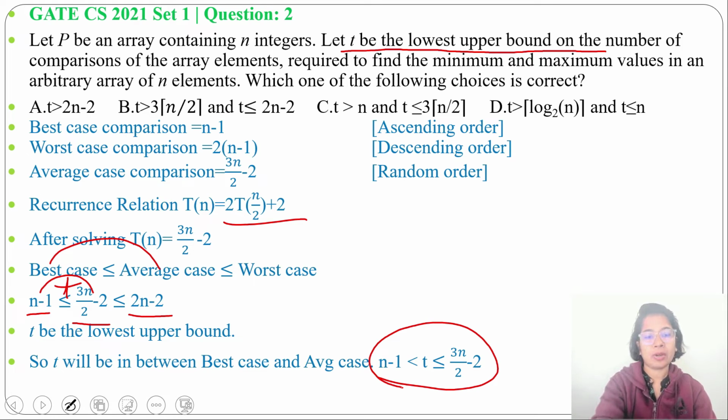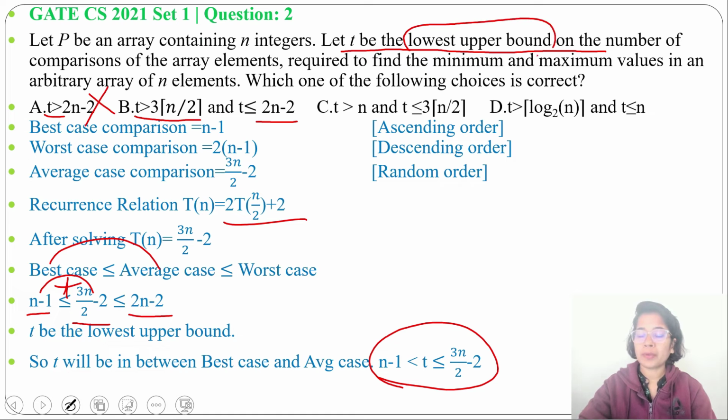Now check the options. Option A, T greater than 2n minus 2. This is false. The maximum number of comparisons is 2n minus 2, so T cannot be greater than 2n minus 2. T is always less than 2n minus 2. Next option B, T greater than the ceiling of 3n/2 and T less than or equal to 2n minus 2. The range is correct, but here it's given lowest upper bound. Lowest upper bound means it should be between the best case and average case. Here it's between the average case and worst case.